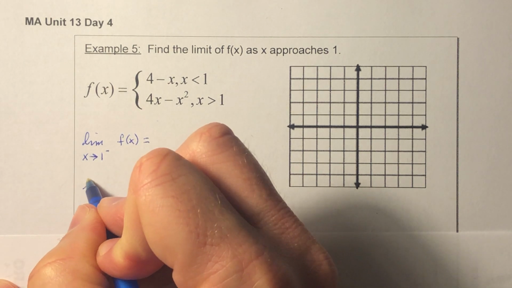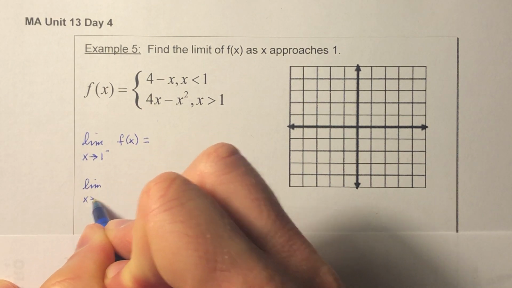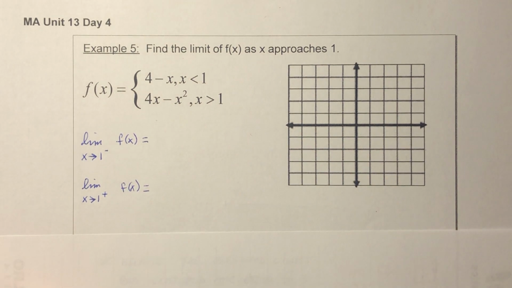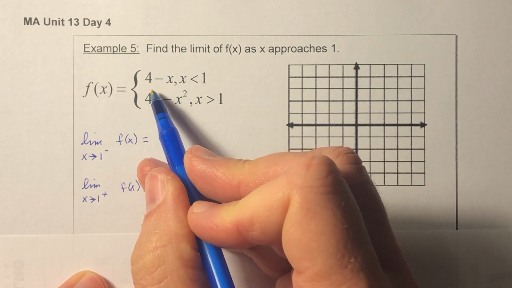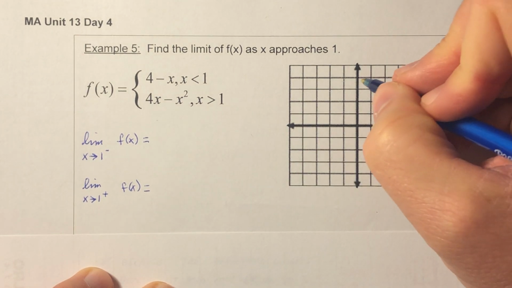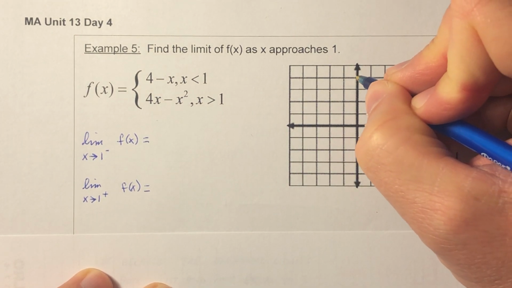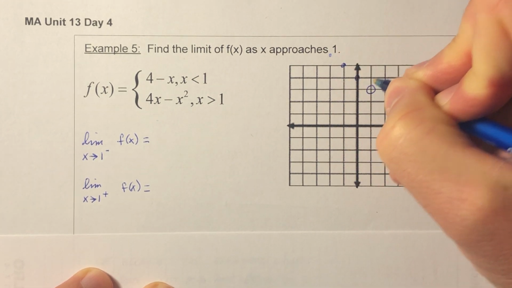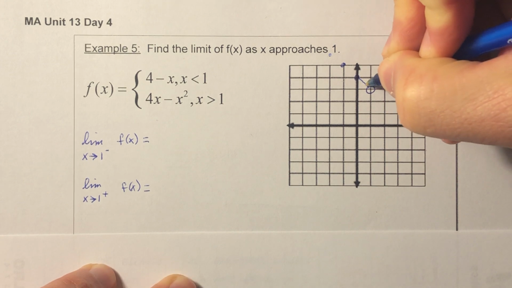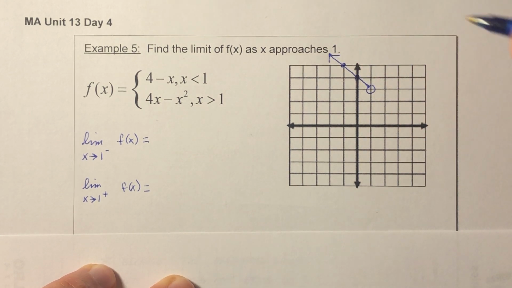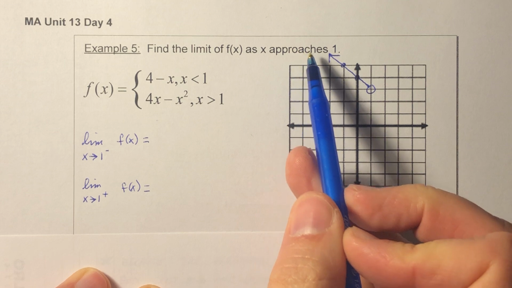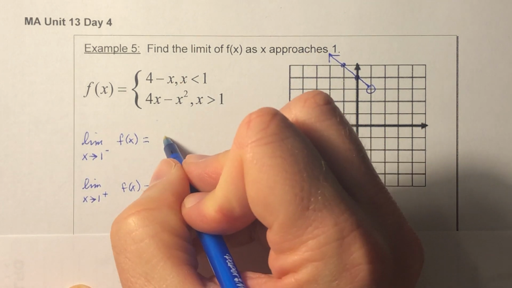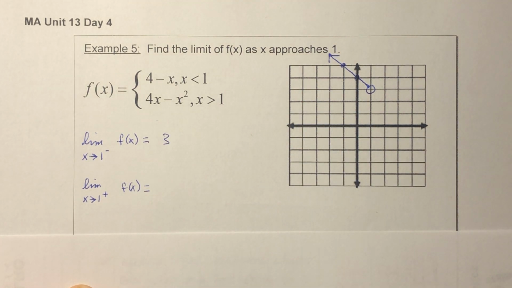And then we're going to find the limit as x approaches 1 from the right side of this function. All right, so on the left side, we have 4 minus x. Well, that's just a straight line. It's going to look something like this. So from the left side, as x approaches 1, what's our limit? 3. Okay, so that's the left side.